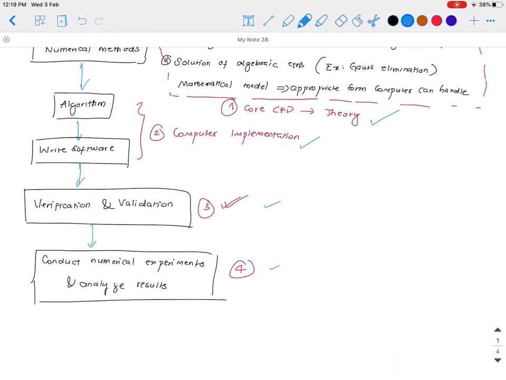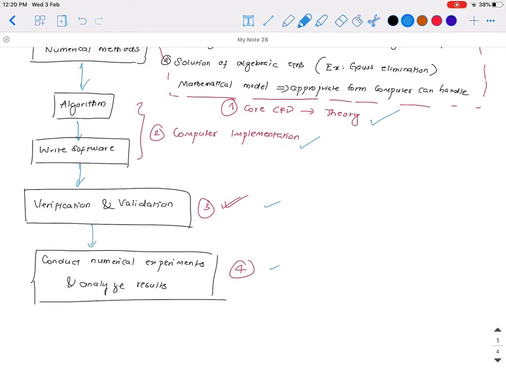For example, you're interested in solving flow over a cylinder, and you are varying the Reynolds number or any other parameter to understand how the physics of the problem varies with Reynolds number. Okay, so the analysis is specific to a particular problem, whereas the first three steps are common to governing equations. Okay, and in this course we are going to focus on all these steps.